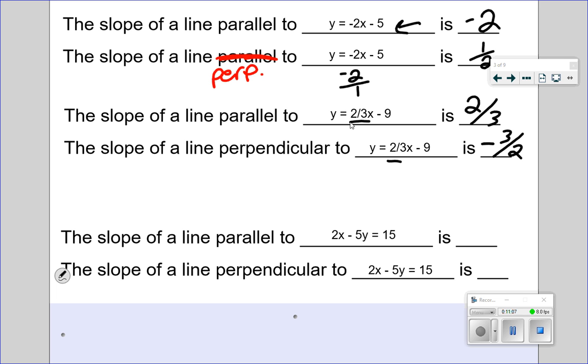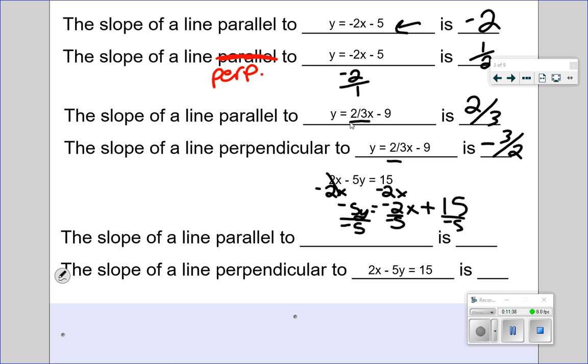Basically, you isolate y. So I'm going to take this equation, move it up here, and isolate y. To do that, I'm going to subtract 2x from both sides to move that 2x over. I have -5y on one side. And then I'm going to write the -2x first, and 15 is positive, so plus 15. Then I'm going to divide everything by -5.